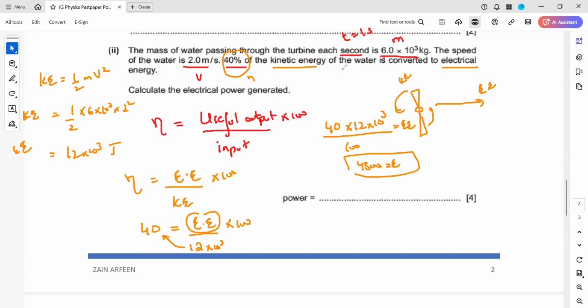But we need the power in the question. We need the power. Power is energy divided by time. The symbol at the start is the efficiency. That is N, used for efficiency, which is useful output divided by total input into 100. So the power is energy divided by time. Energy, we worked out 4,800 and the time is 1. So how do we know time is 1? Because they mention here each second means 1 second. This much mass flows. So 4,800 divided by 1, we get 4,800 and the unit will be watt.